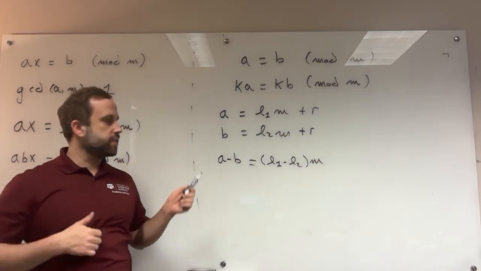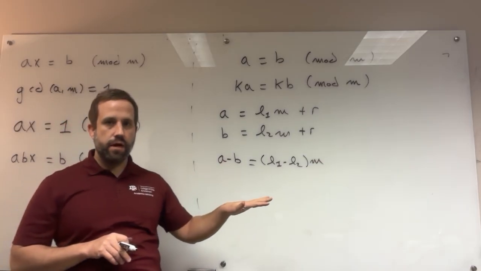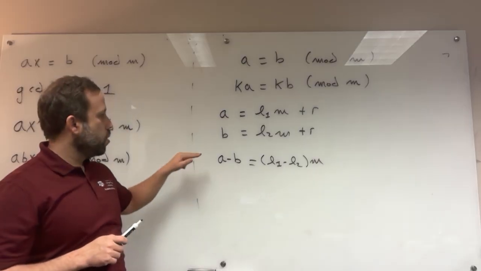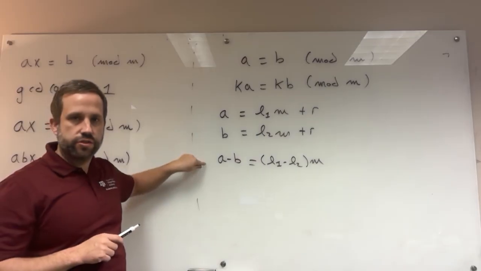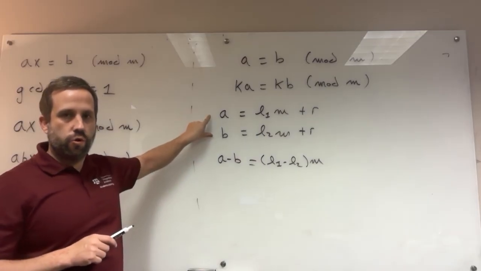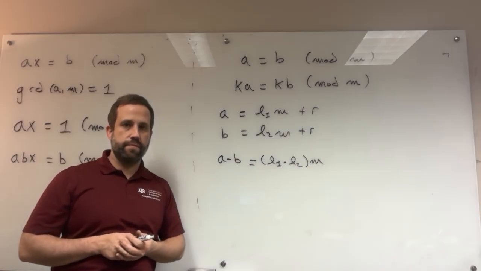Okay, now what this means, if A minus B is equal to (L1 minus L2) times M, what does this tell us? Well, this is true if and only if this is true, where the L1 and R and the L2 and R are the things that you get from the division algorithm.